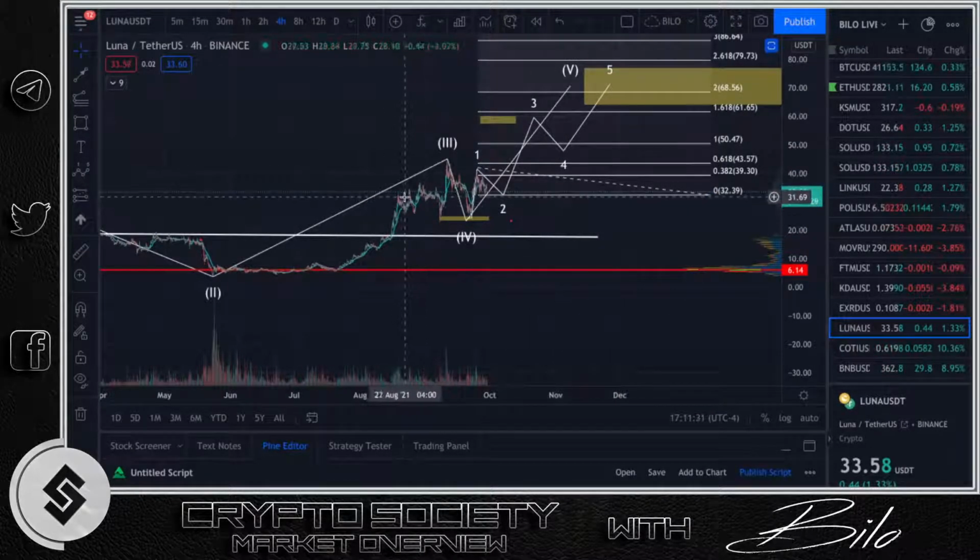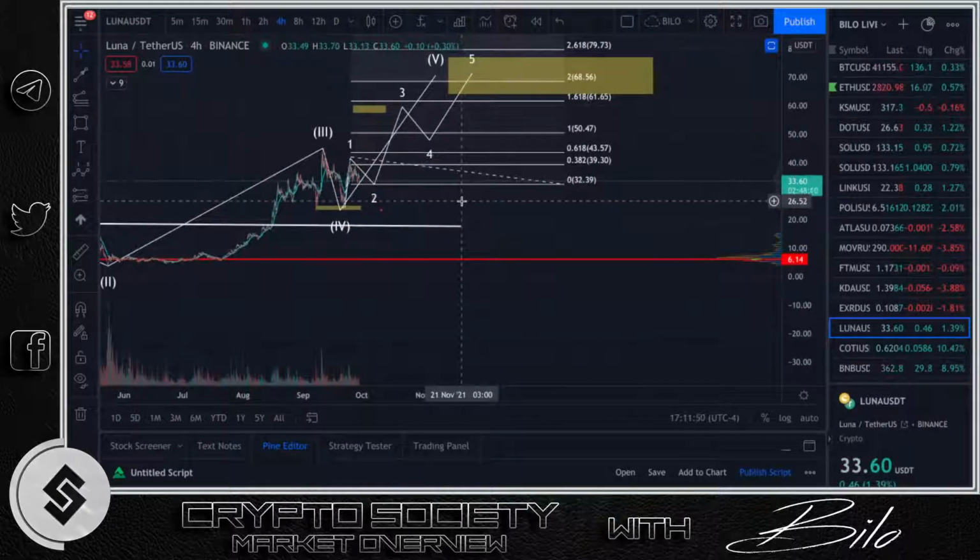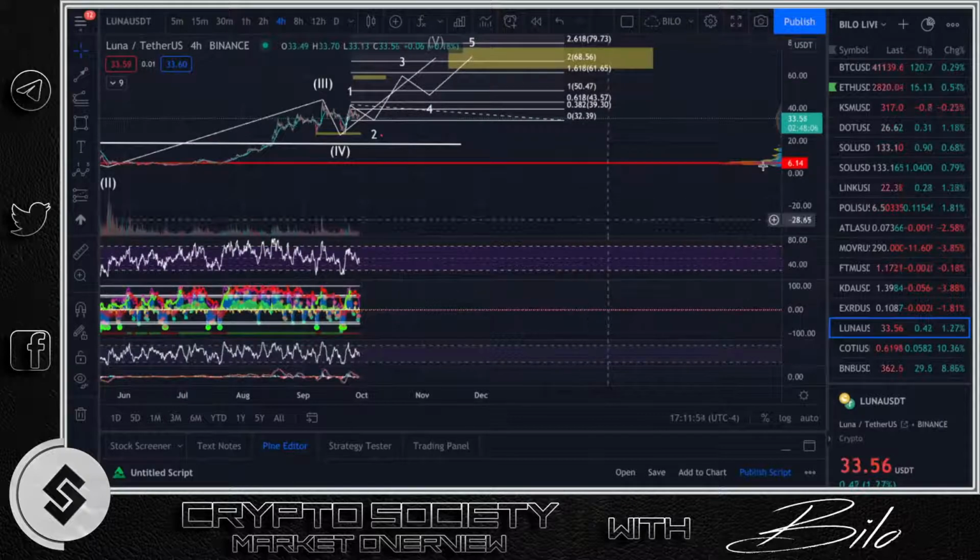So I would like to see a bounce at $31. We're at 33.60 now. It doesn't mean that we have to go to 31, but if we do, I would like to see a bounce at around $31. Yeah. Yeah, I'll pick more up. Let me just see the other indicators, what they're saying.